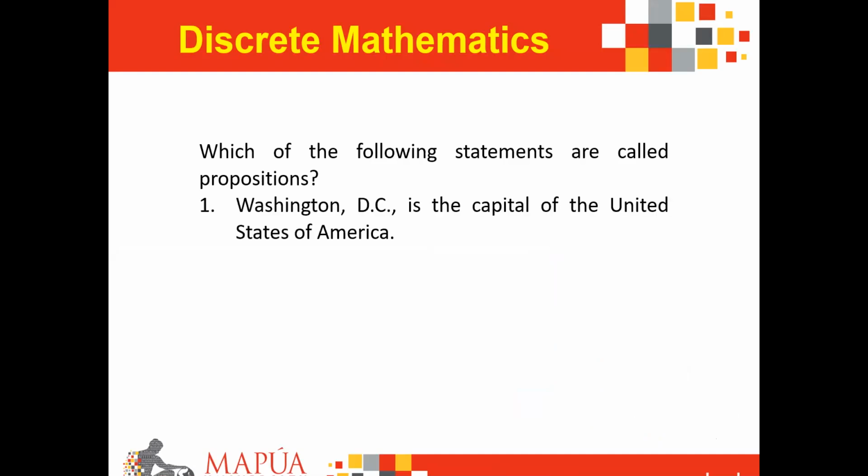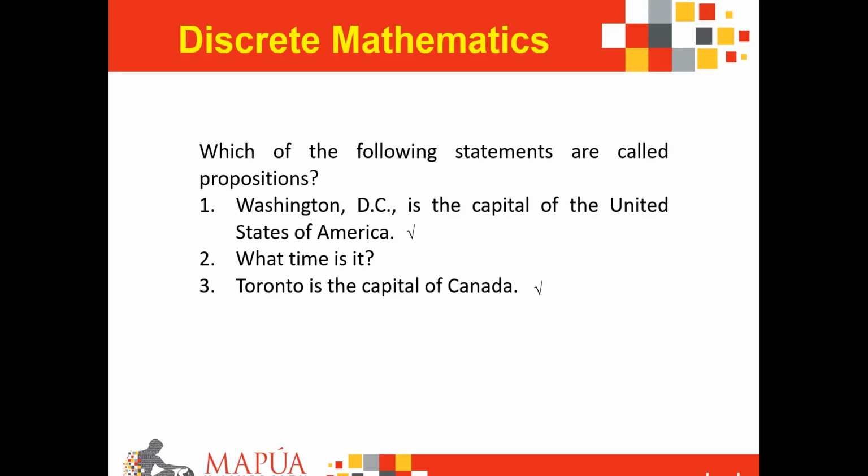Number 1, yes, it is a proposition. Number 2, no, this is not a proposition, because we cannot distinguish whether this is true or false. Number 3, yes, this is a proposition, although this proposition is false. Number 4, no, this is not a proposition. Number 5, yes, this is a proposition.